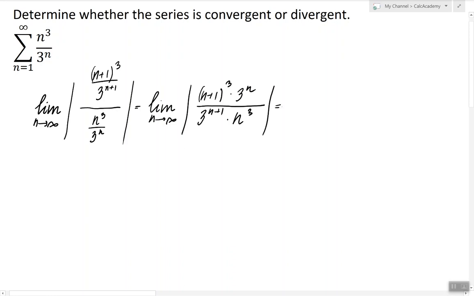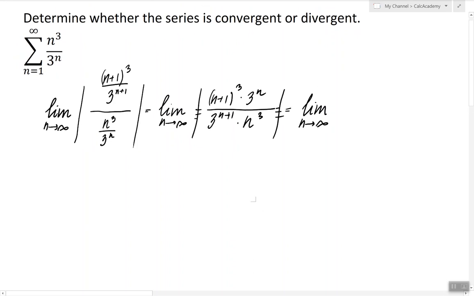And now, since everything is positive, we don't need to write the absolute value, and we can just focus on what's inside and simplify it. 3 to the power n can be reduced with 3 to the power n plus 1 completely. We just have 3 left in the denominator, and now we can take out 1/3 and combine the cubes in what's left.